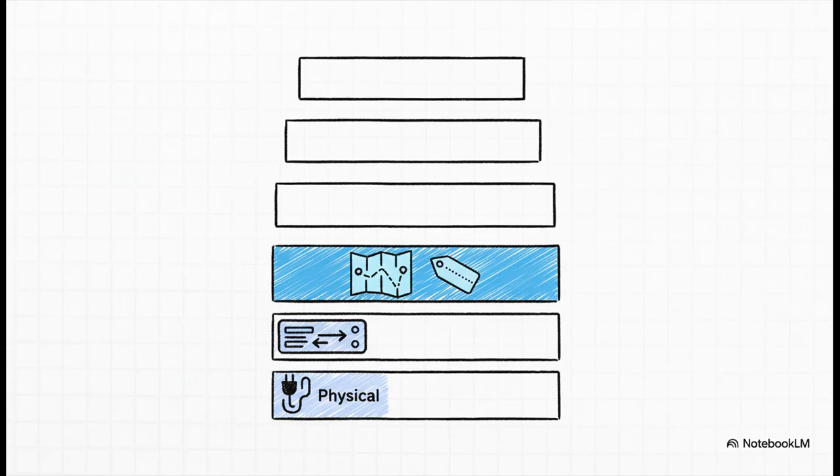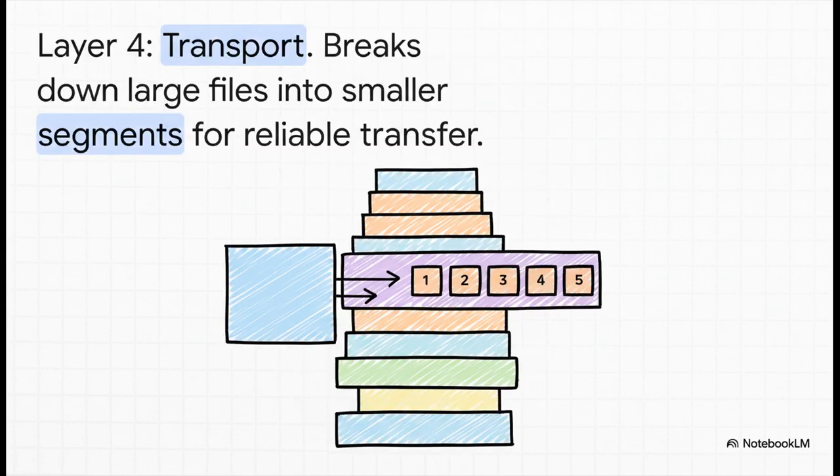Next up, layer 3, the network layer. You can think of this as the internet's own personal GPS. It's in charge of addressing, like IP addresses, and routing, which basically means it finds the best, most efficient road for your data to take across the entire internet. Then we get to layer 4, the transport layer. This one's job is all about reliability. It makes sure your data gets where it's going and that it gets there in the right order. It does this by breaking big files down into smaller, more manageable pieces called segments.